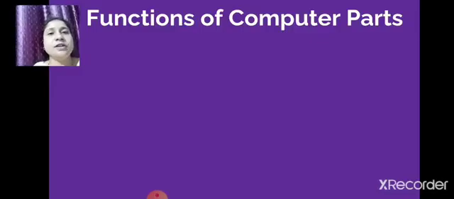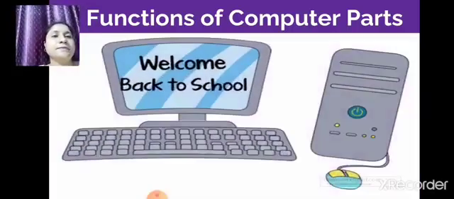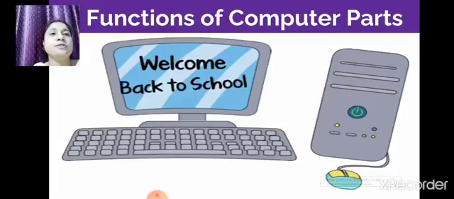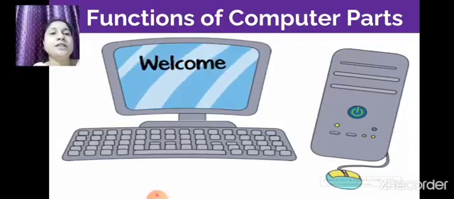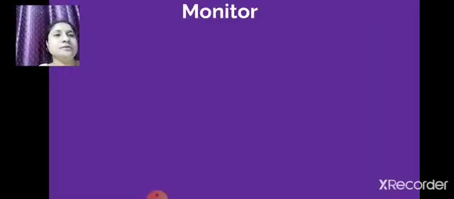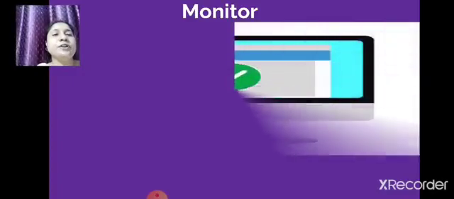In this part we are going to learn about the function of the different computer parts, how each part of the computer functions. Which parts are we going to see? That is monitor, keyboard, CPU and mouse. Now monitor. So what is a monitor?